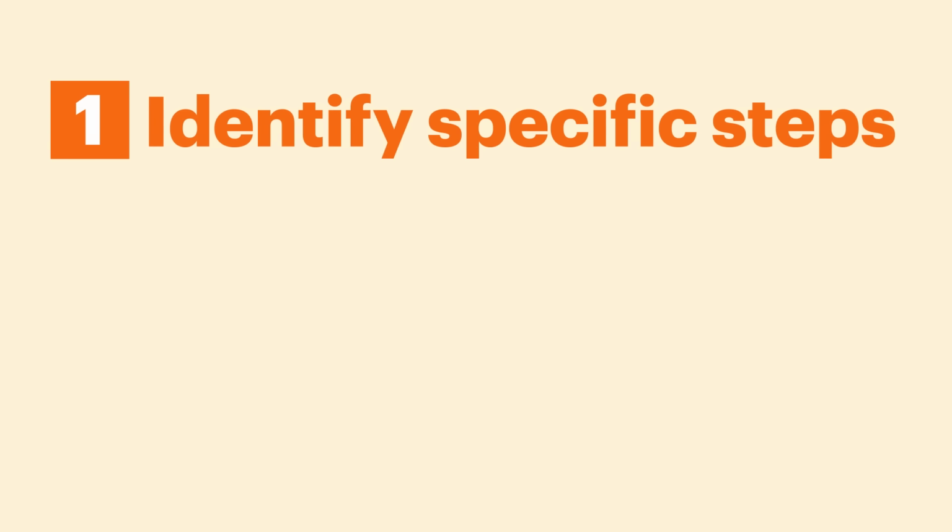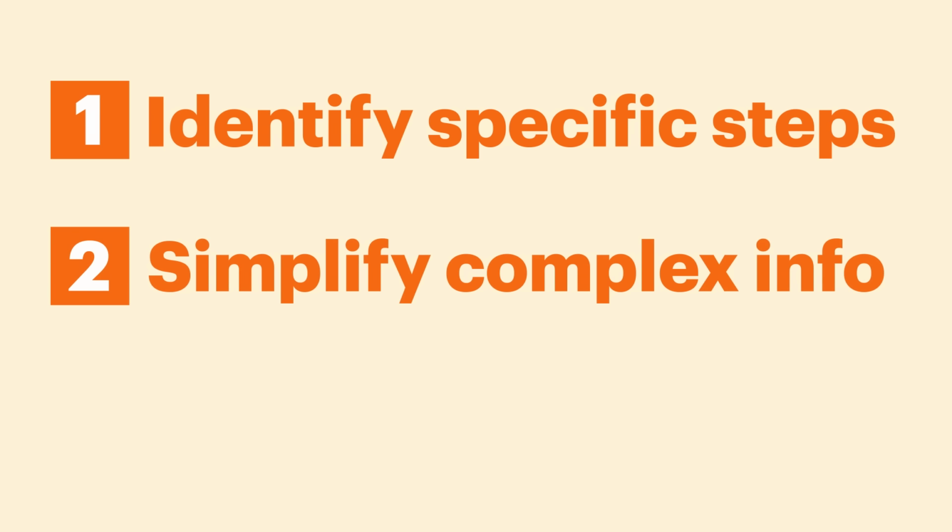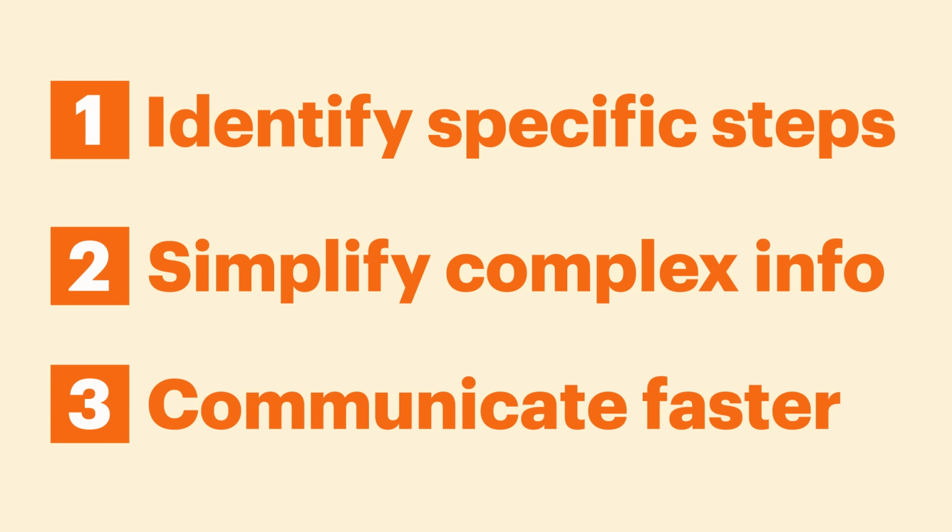Well, how was it this time? Did you notice any difference? Most people do. In fact, most find that the simple addition of symbols and lines helps them to do three things. 1, identify specific steps. 2, simplify complex information. And 3, communicate ideas faster. Exactly. A flowchart literally changes how you interact with information.